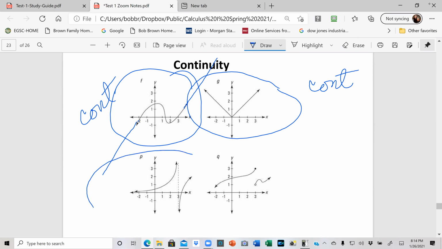What about this one? No, it's not. It's got a discontinuity right here. There's a big gap in the two curves. So it's discontinuous at x equals 3. This is what? No. Okay, it's discontinuous here.